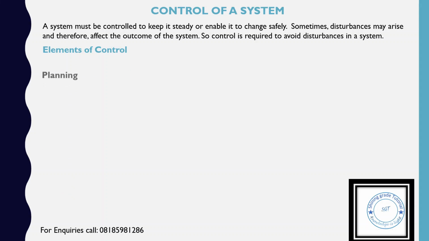The first element of control is that you have to plan. That is key. And why planning? What planning is all about is that you need to state the objective of having a system, and what actions need to be taken to achieve the objective. That is the aspect of planning: determination of objectives, and the steps and actions that need to be followed in achieving that.